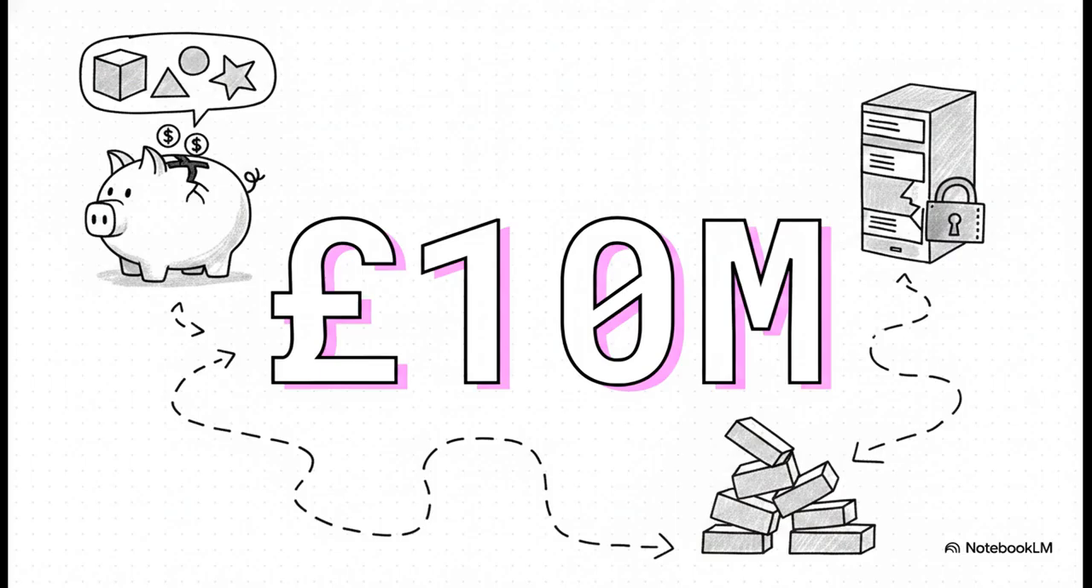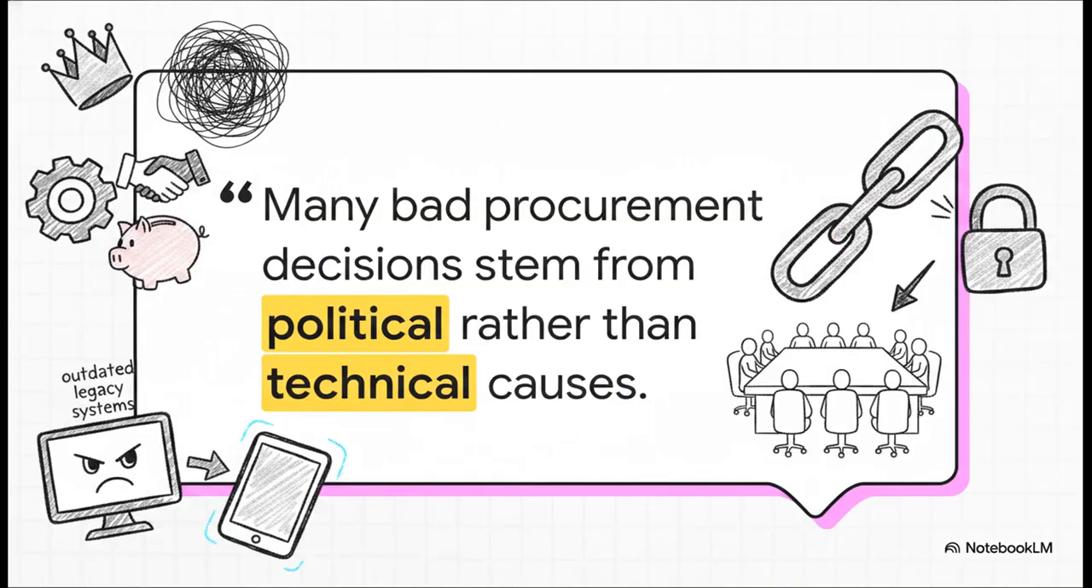This highlights how a single flawed procurement decision at the very beginning of a project can doom it to an expensive failure. And hey, it also impacts security. If you buy off the shelf, you are entirely at the mercy of the vendor's security decisions and any known weaknesses in their product. And this perfectly illustrates a great point, captured by this quote from Sommerville. Many bad procurement decisions stem from political rather than technical causes. You see, sound engineering logic doesn't always win in the boardroom.